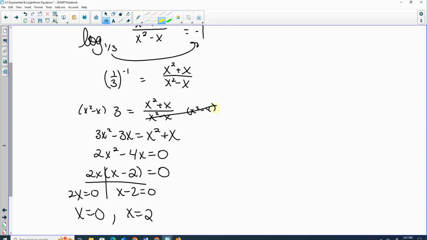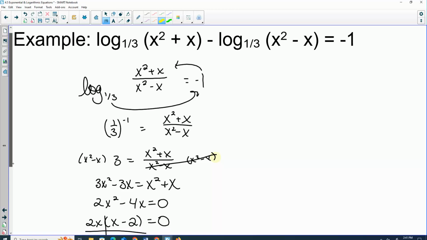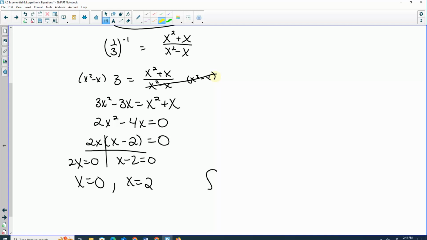The solutions are 0 or positive 2. But what do we have to do? Check them. So when I put in a 0, 0 squared plus 0 has to be a positive number. Is 0 positive? No, so 0 doesn't work. If I put in a 2, I get 6, and 4 minus 2 is 2, so 2 is okay. So 2 is my only answer. What if neither one worked? What would we say? No solution.